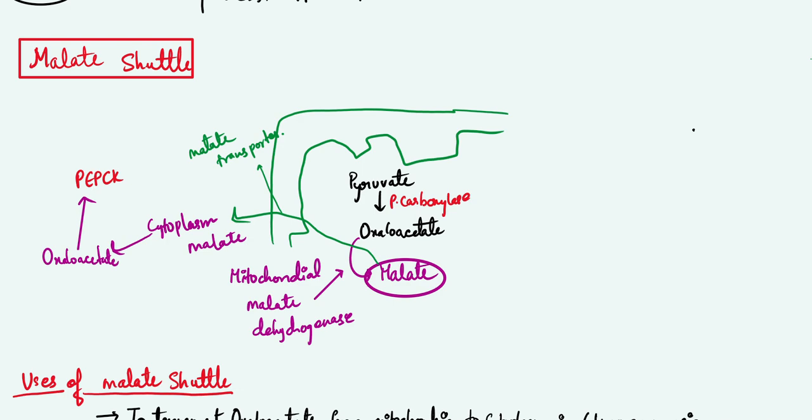Now this oxaloacetate converts into aspartate with the help of the enzyme aminotransferase. Aspartate is formed to allow transport back into the cytoplasm. The transport of aspartate back into the cytoplasm occurs with the aspartate glutamate transporter.